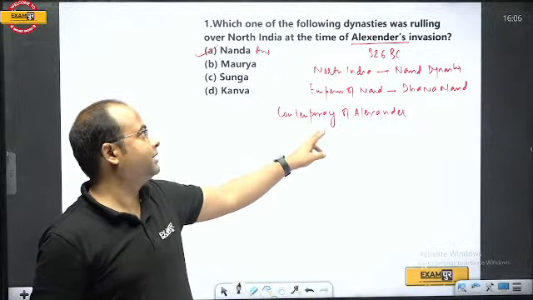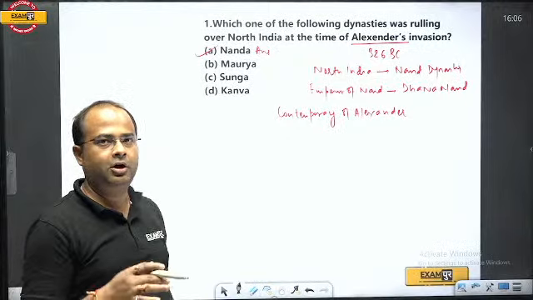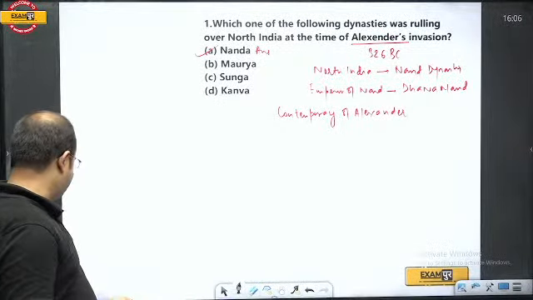So guys, the correct answer will be option A, that is Nand dynasty, or Dhananand was the contemporary. Now let's move to the next question.